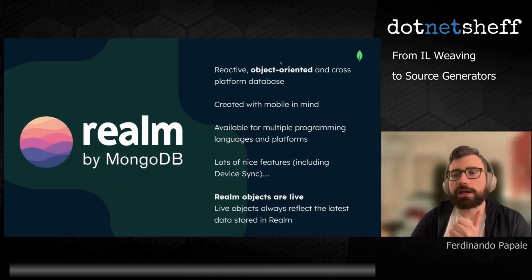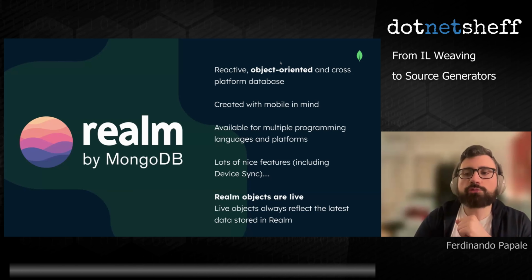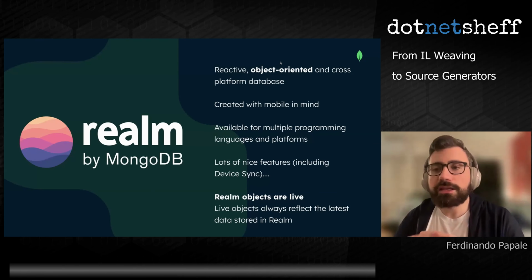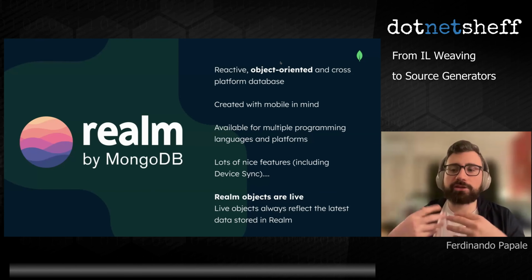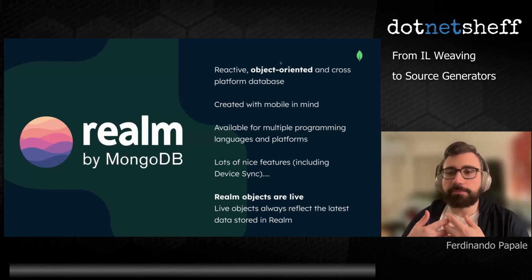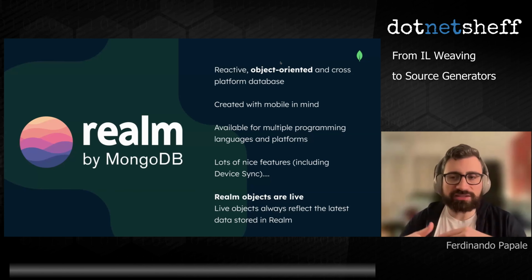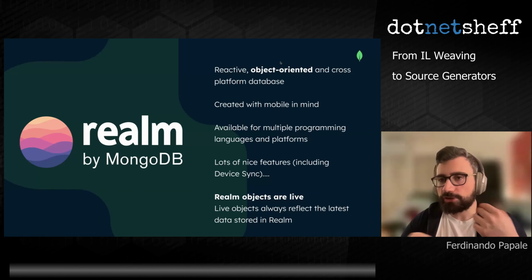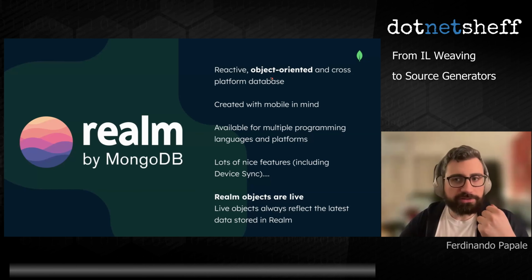So first of all, Realm is object-oriented. I will show you later how it looks. But in this case, what it means is that when you're working with Realm, you are working directly with C# objects. You don't have any ORM like you would have with a database that is based on SQL. There is no translation layer. You are directly working with objects. And this is one important feature that you need to remember.